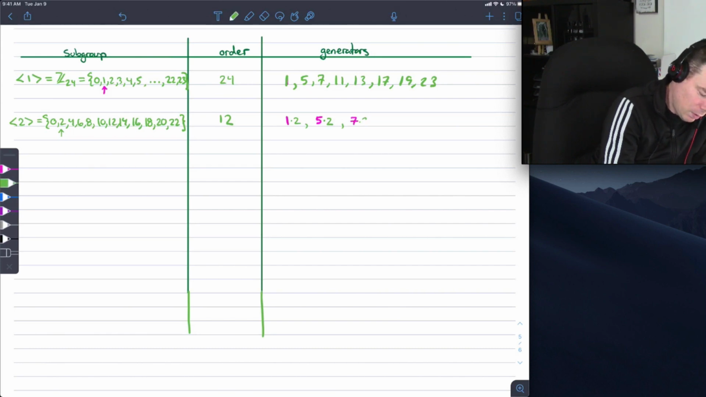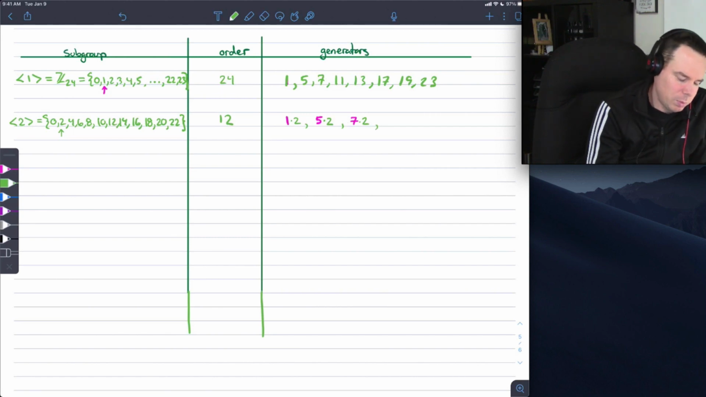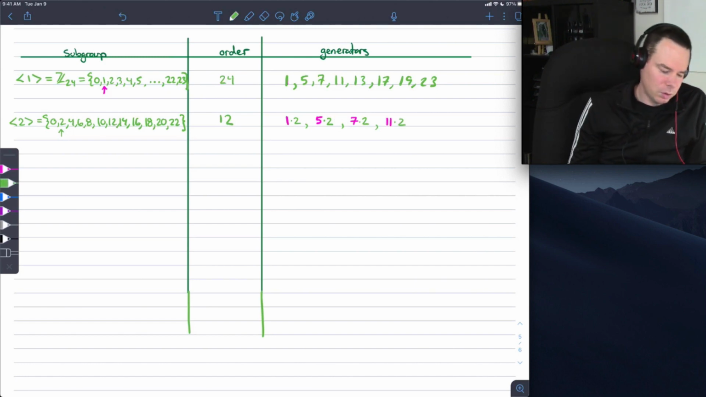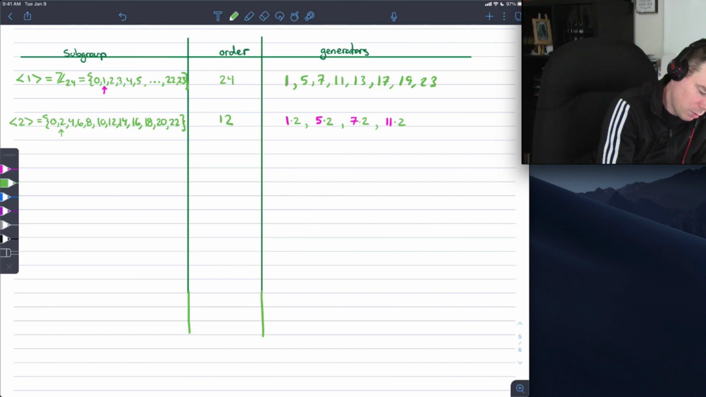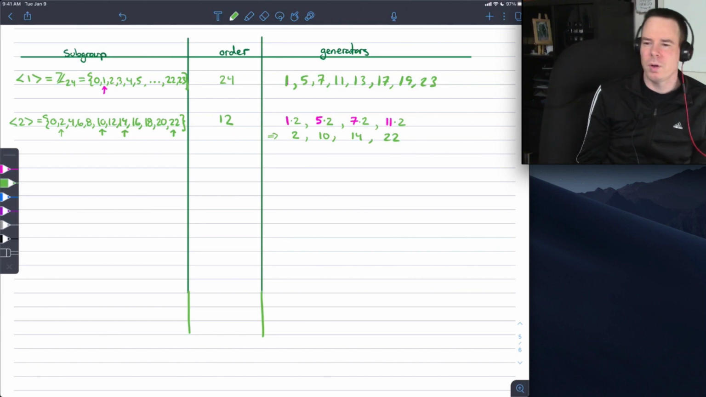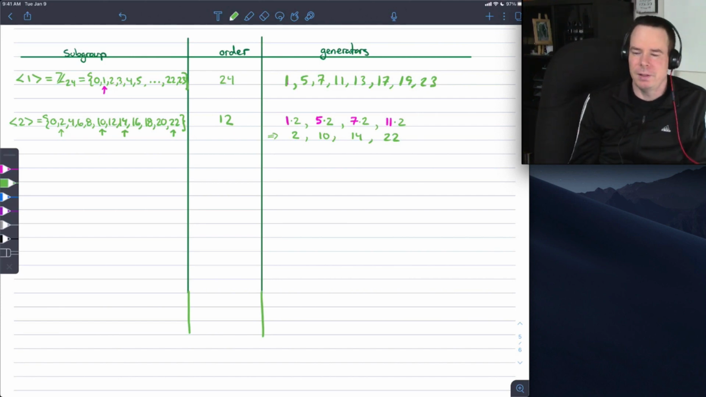So the 7 multiple of 2 is another generator. 8 is not relatively prime, 9 is not, 10 is not, but 11 is. So the 11 multiple of 2 is also a generator. So in other words, my generators are 2, 10, 14, and 22. So it's precisely 2, 10, 14, and 22. Any one of those 4 numbers will generate that entire list.